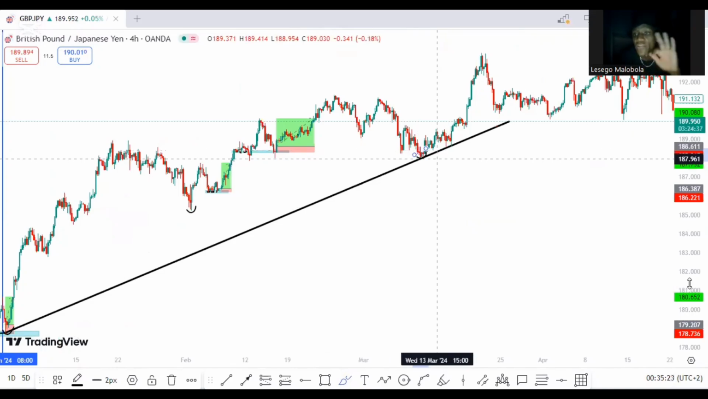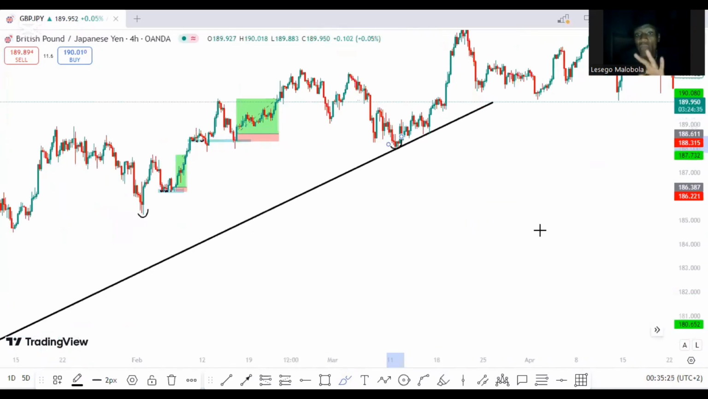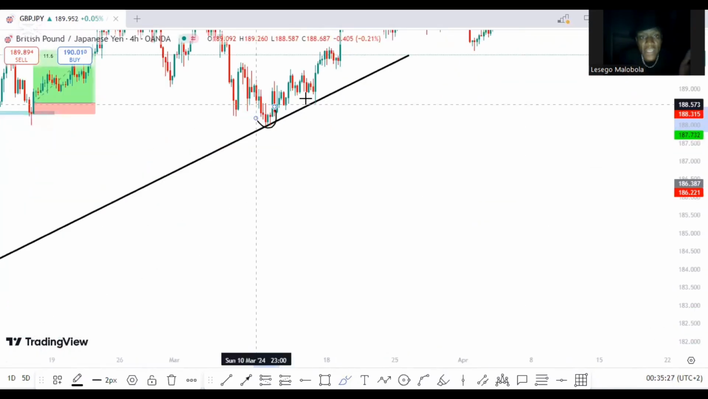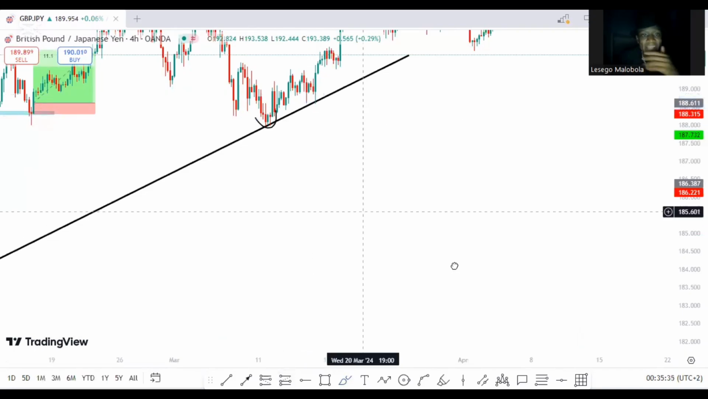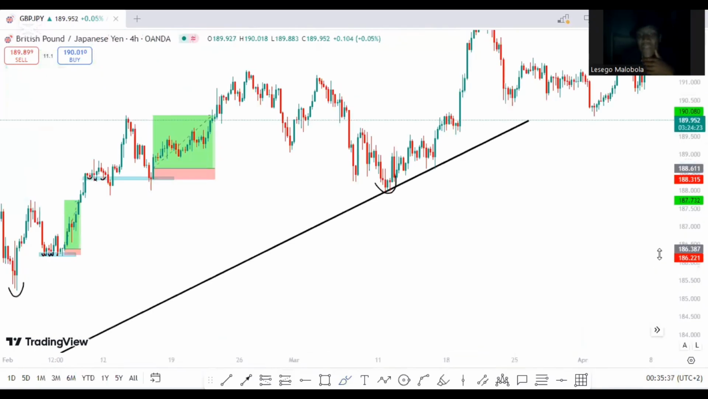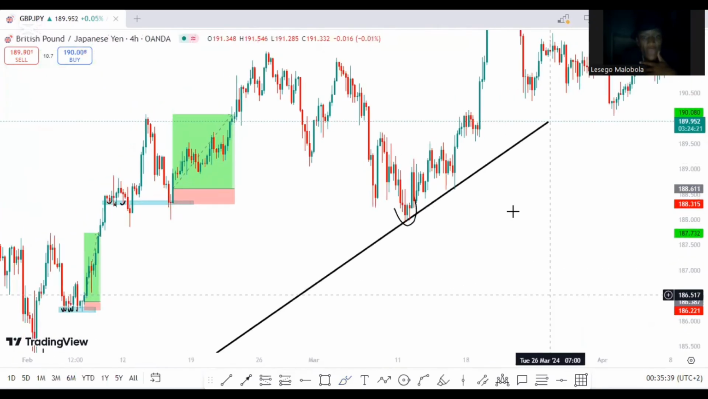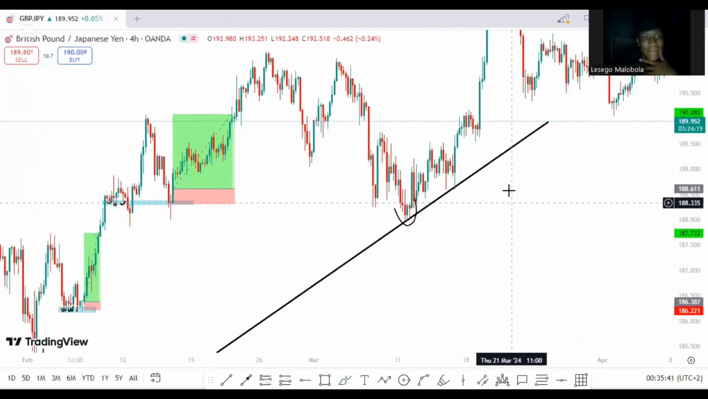And then the third touch, that's where you start looking for what? For your entry points. Do we have a third touch? Yes, of course we do. You can see that price gave us a third touch right over there before actually rejecting. So now that we've identified our market structure, what do we look for? We look for our support and resistance. Do we have support and resistance?